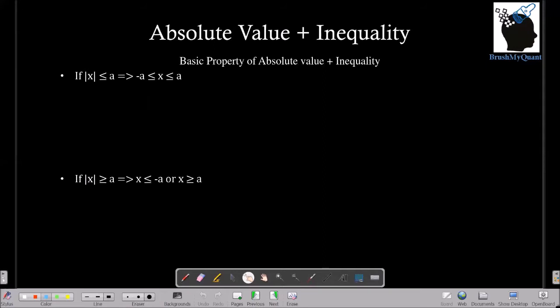Now let's talk about a basic property of absolute value and inequality. So if mod of x is less than or equal to a, that means that x will lie between a and minus a. Again, if you want to see examples of this, please go to the first video and watch the example for both of these properties. If mod of x is greater than or equal to a, then x is either less than or equal to minus a or x is greater than or equal to a. Now given this basics, let's go ahead and solve the problem consisting of one absolute value and inequality.